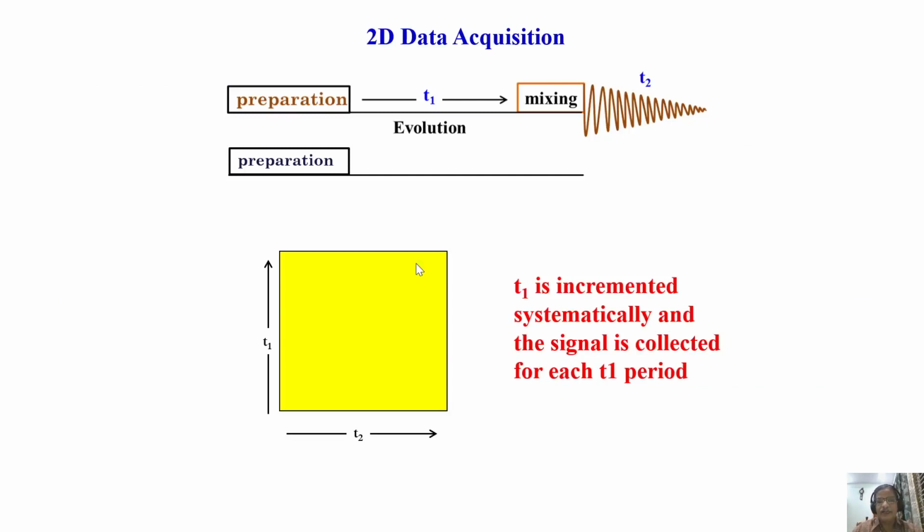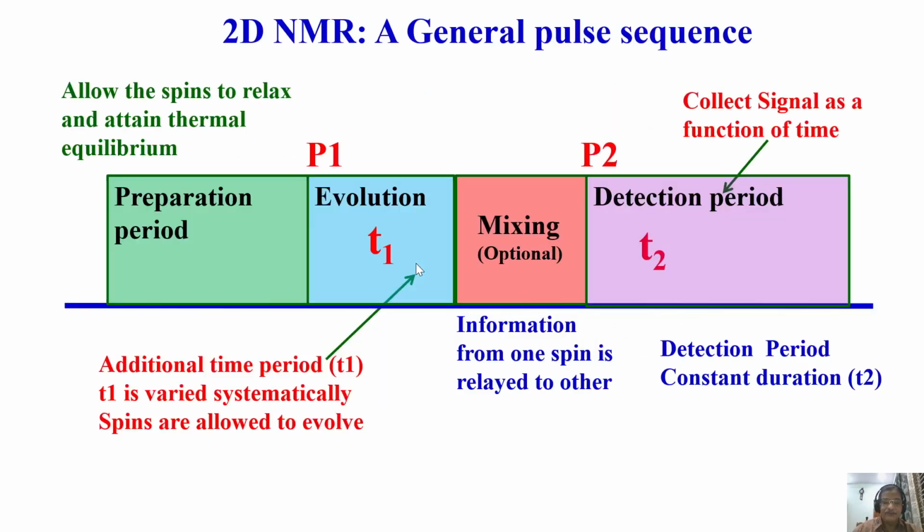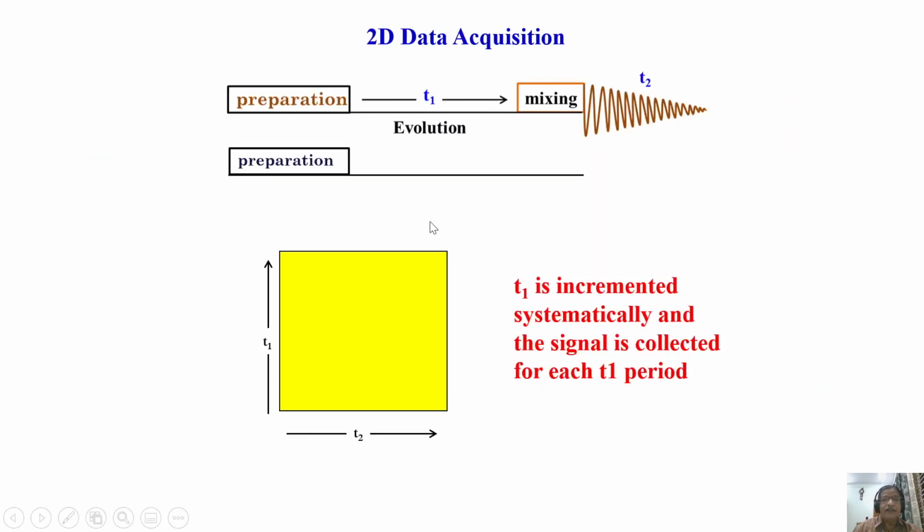How do we acquire data? For example, when I said T1 is systematically varied, how do I vary the T1 here? How do we acquire data? Diagrammatically it is shown here. Now we have a preparation. This is the evolution, mixing, and collection of the FID. We start acquiring the FID. How do we increment T1?